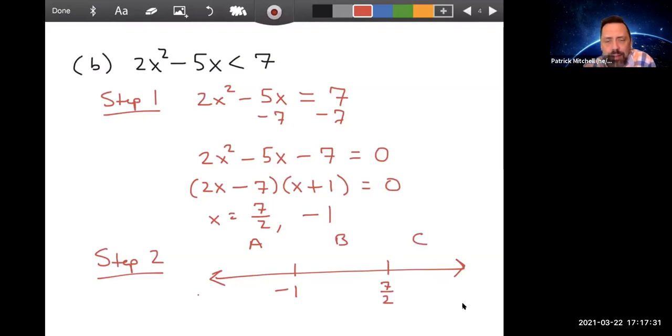All right, so let's pick our test points. First, give me a number, any number that is less than negative 1. How about negative 2? Next, give me a number, any number that's between negative 1 and 7 halves. How about 0? And finally, give me a number, any number that is greater than 7 halves. Remember, 7 halves is 3.5. So how about 4? So far, so good?